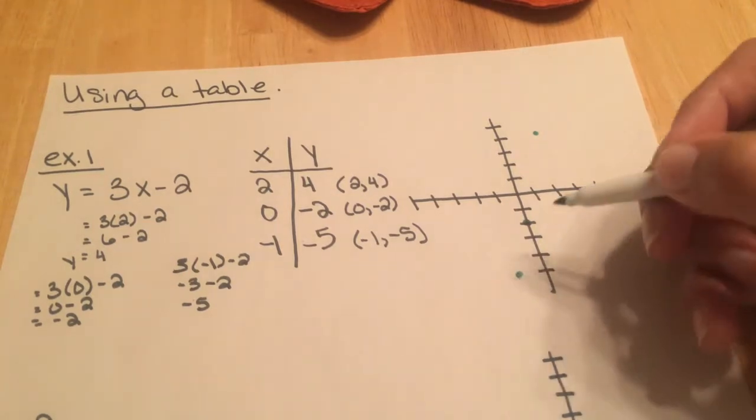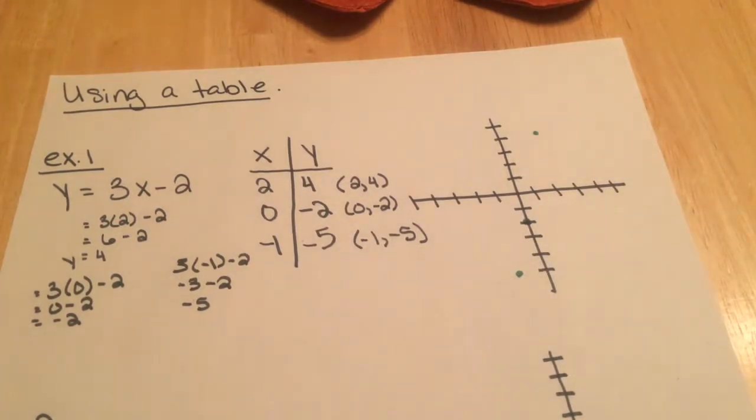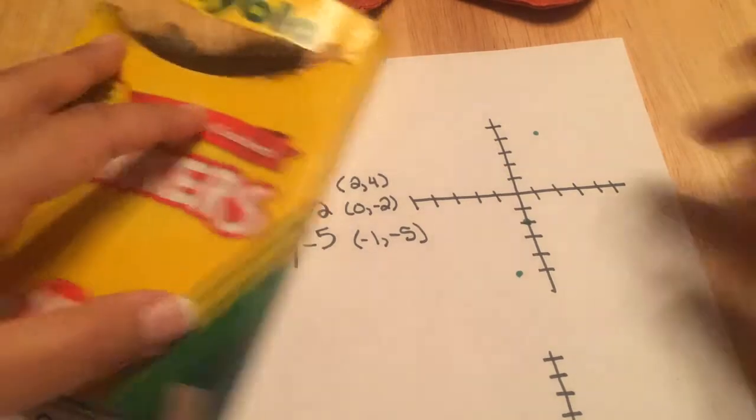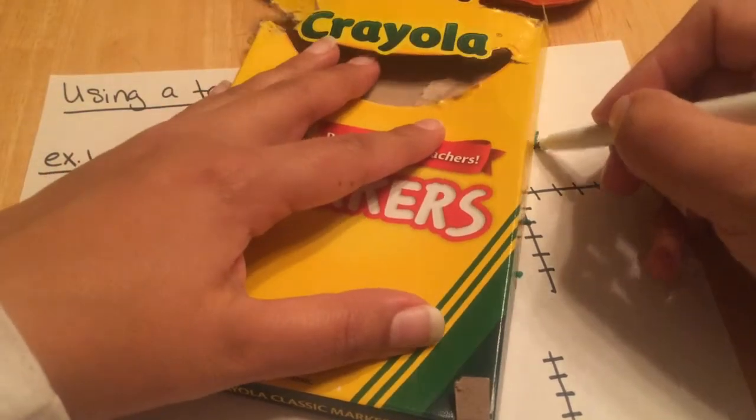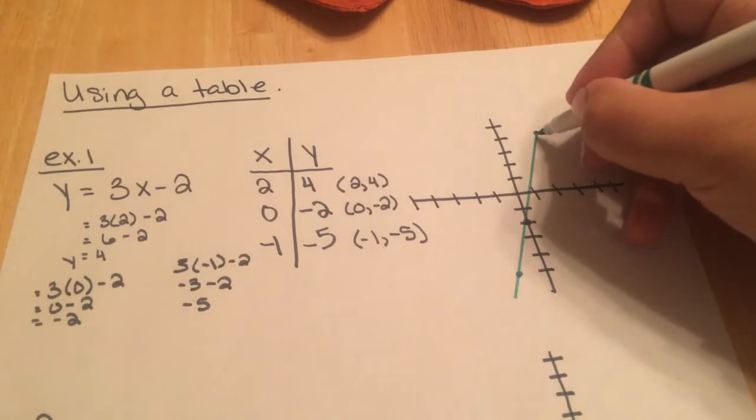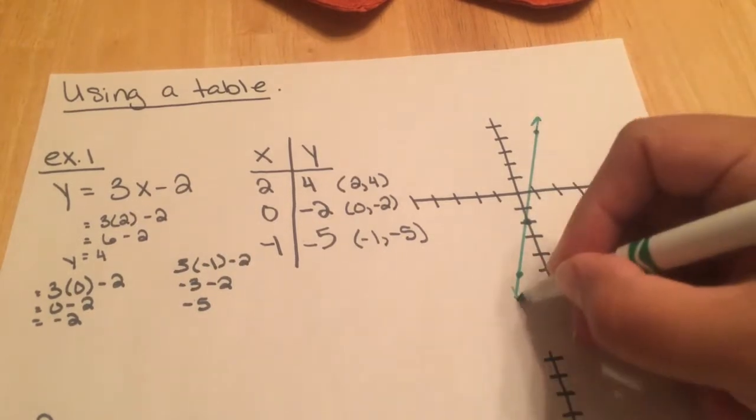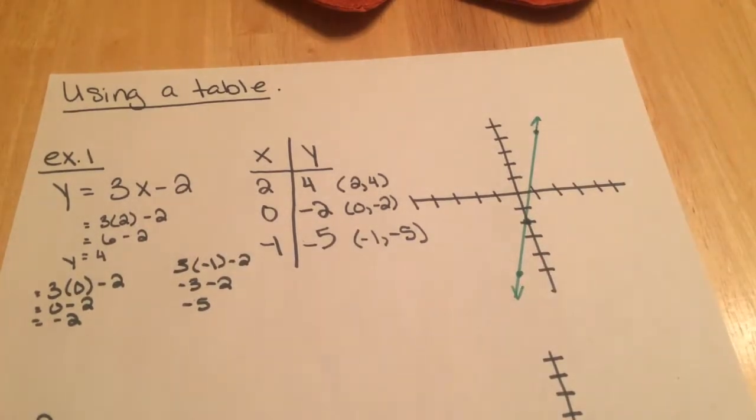So what we notice is we have 3 points. What we should also notice is that if we connect them all, which we're about to do, we're going to form a line. All right, so here's our line that we just made. And again, as long as we're plotting all of our points correctly, they should all form a line because these are linear equations.